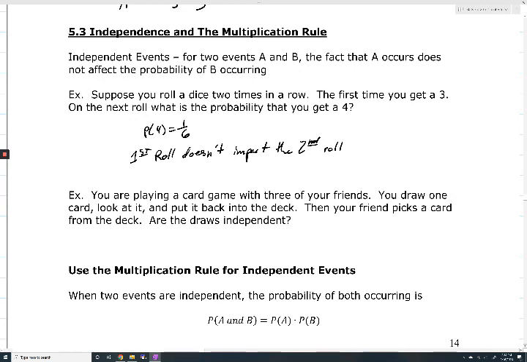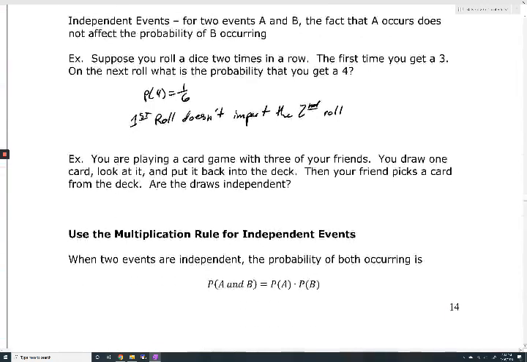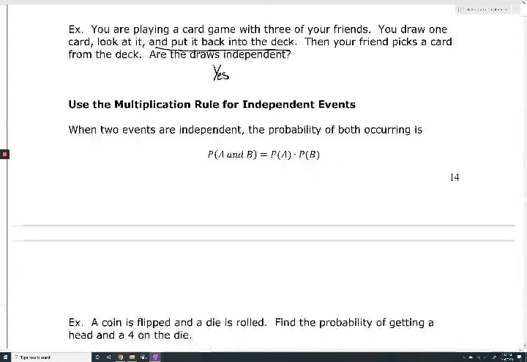You're playing a card game with 3 of your friends. You draw one card out, you look at it, then you put it back in. Then your friend picks a card from the deck. Are those two draws independent? Yes, they are independent, and the reason is because you put the card back into the deck. If you don't put the card back into the deck, then it's no longer independent because you are affecting the card that your friend can draw. So as long as you put it back into the deck, it's totally independent.